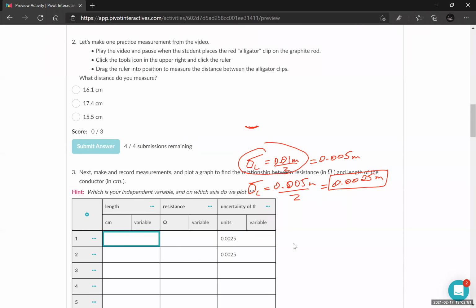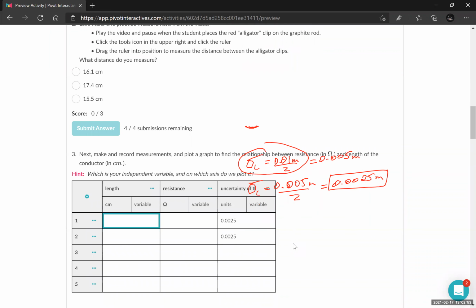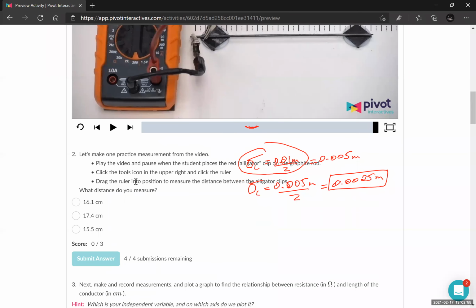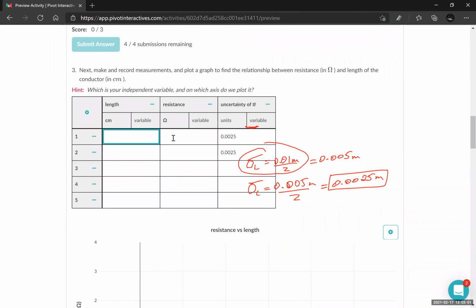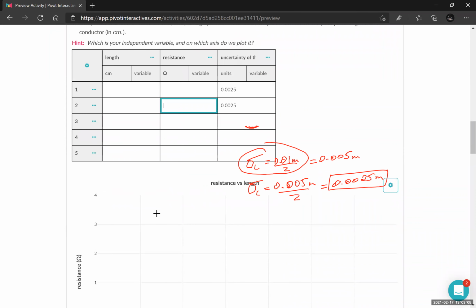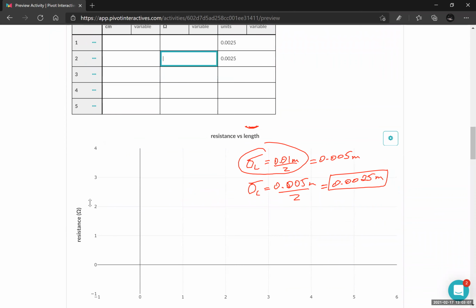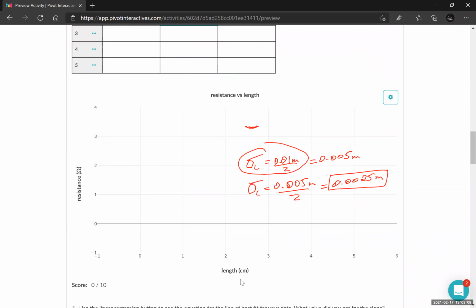So I don't want to populate this with the data, because you have just one trial. I don't want to make the measurements for you guys. But measure the initial length and then resistance, next length, resistance, and then all the way until the very last measurement. And then here you're going to plot resistance versus length.